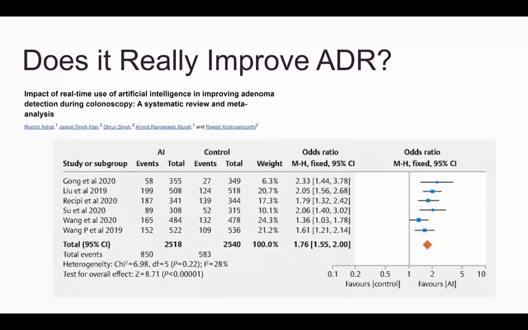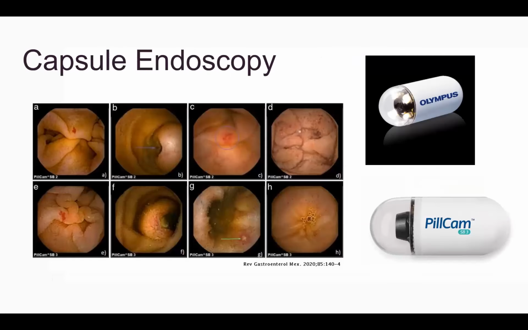So that's in colonoscopy. The other area where artificial intelligence is going to be invaluable is in capsule endoscopy, which does a very similar thing to the tech I just showed you. And essentially the AI will help detect abnormalities in the small intestine.